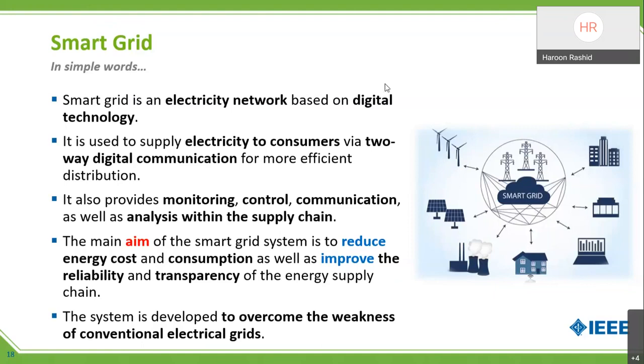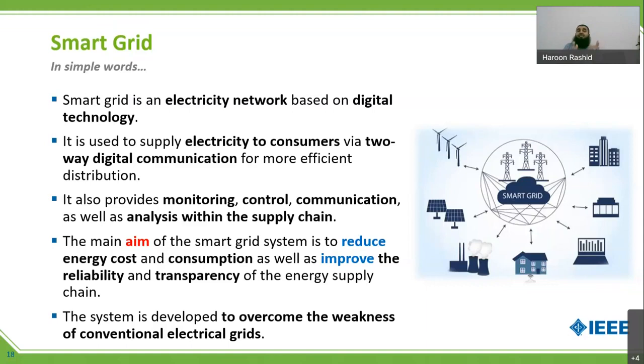When we talk about more efficient distribution, what does it mean? When you centralize the system and the communication is happening, then you make things efficient when it is two-way communication. Another simple point is that it provides monitoring, control, and communication. In the traditional power grid, you cannot find this control and communication in a two-way mode. All these things are present, monitoring, control, and communication, but they are not available in a two-way communication mode.